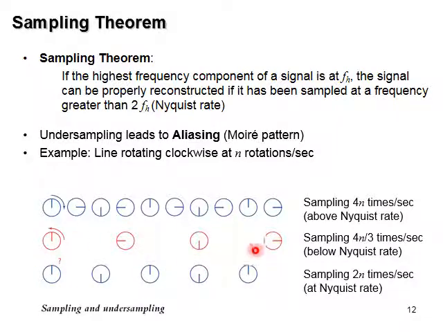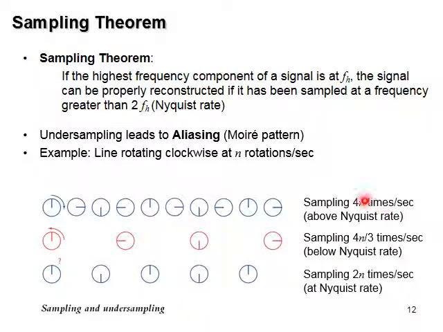So what does this indicate? If someone shows you those samples and asks you which direction the line is rotating, what will you see? You will see that it's as if the line is rotating anti-clockwise here, although in reality it was rotating clockwise. Now when you view those red samples, you will get the impression that the line is actually rotating anti-clockwise, which is opposite to its actual direction.